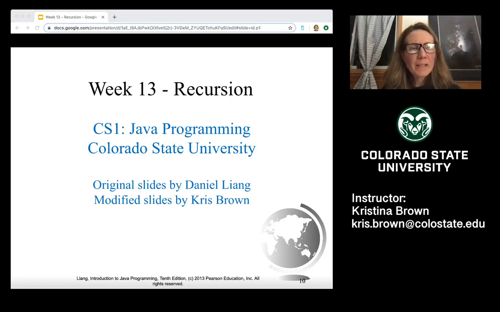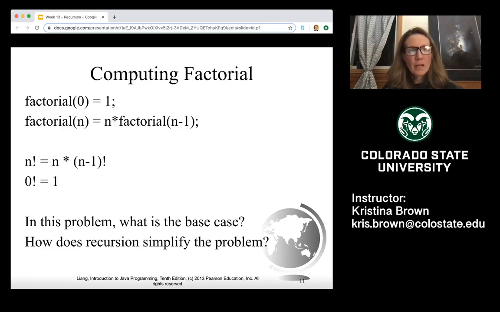Okay, welcome back. Hopefully you figured out the factorial problem. If you did not, or maybe if you did, if you figured out the base case is n equals 1, then you are correct. And then we're going to talk a little bit more about how recursion simplifies the problem as we go along, okay?